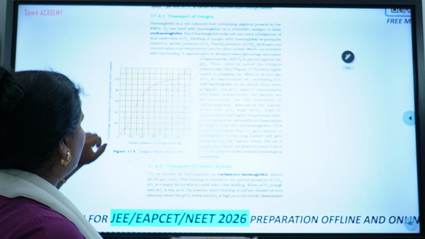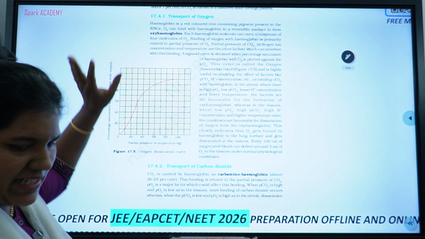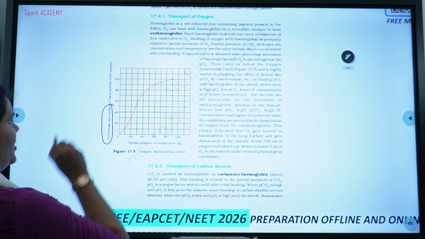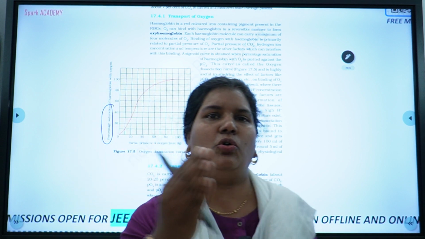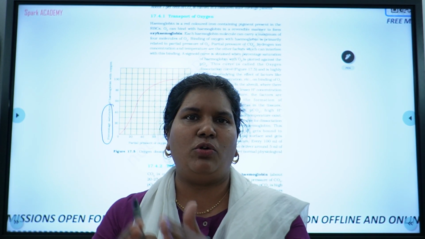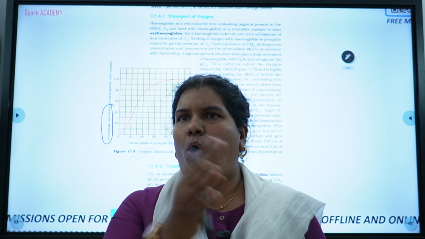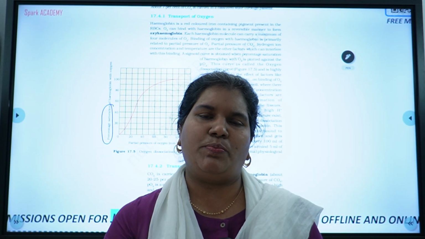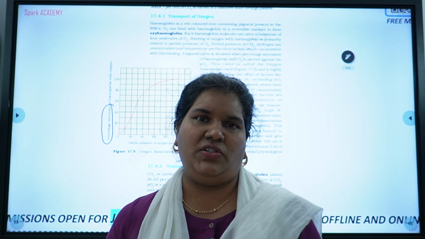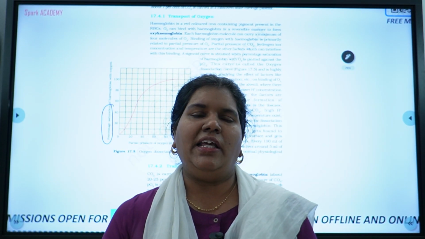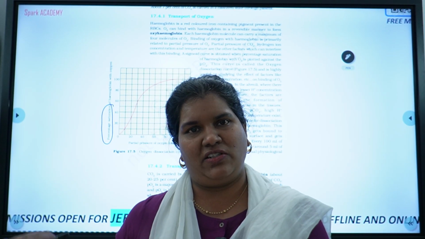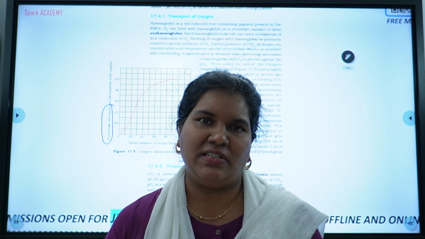Now on the y-axis, what did we take? Percentage saturation. What do you mean by percentage saturation? First of all, saturation means binding of hemoglobin with oxygen. When I say 100% saturation of hemoglobin with oxygen, it means all the hemoglobin molecules present in the RBCs in our body have bound to oxygen, and now they are ready to transport. That is called 100% saturation.